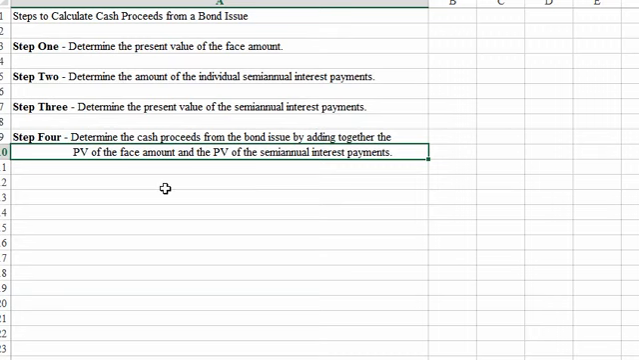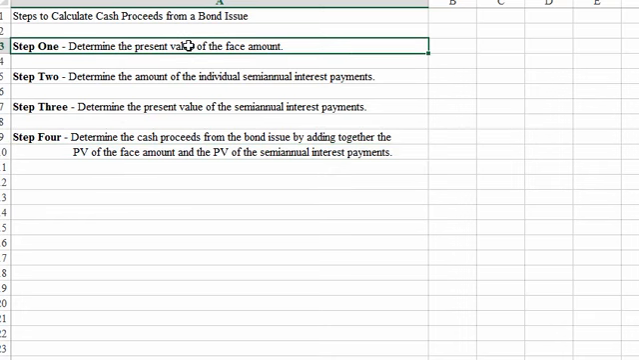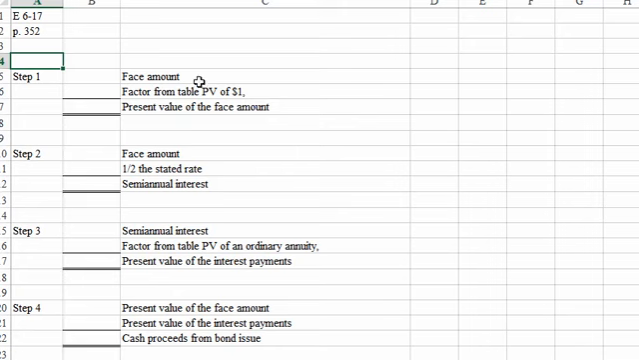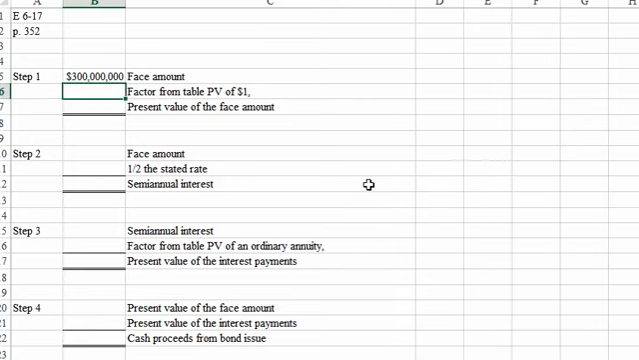I cut this down a little bit. It had a few references to a previous textbook, but with step one, we're going to determine the present value of the face amount. The face amount is a single sum that has to be repaid by the issuing corporation at the end of the bond term. So step one here, we're going to take the face amount, which is $300 million. We'll find our factor from the table, present value of $1, because the $300 million is a single sum to be repaid in 20 years.